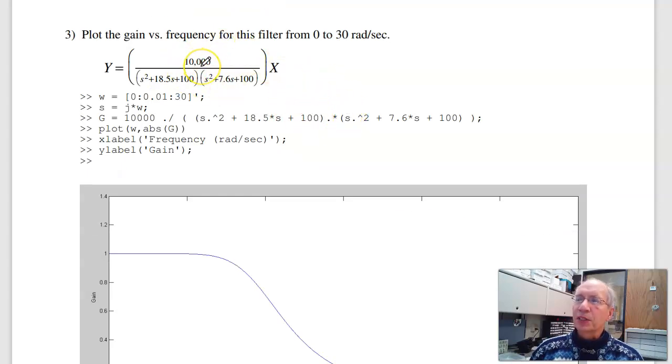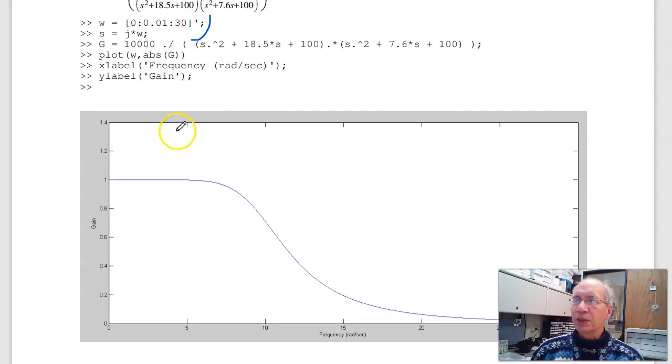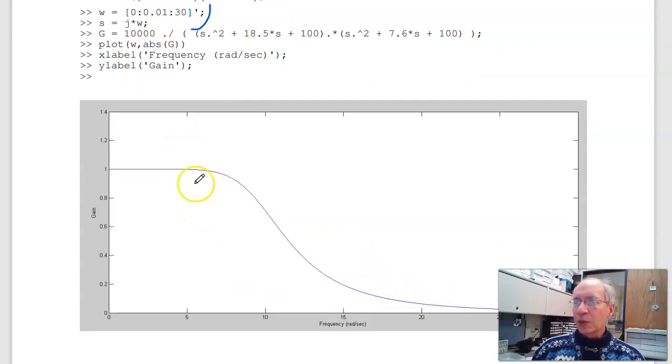Here's another filter. Plot its gain versus frequency. Again, that's pretty straightforward. Just pick your frequencies. S is j omega. The gain is just the way you write it. Plot the frequency versus magnitude, and I get this. This is a low-pass filter. Passes frequencies out to about 7 radians per second, then the gain drops off. That'd be like a subwoofer. Pass the low frequencies to your subwoofer, block the high frequencies.